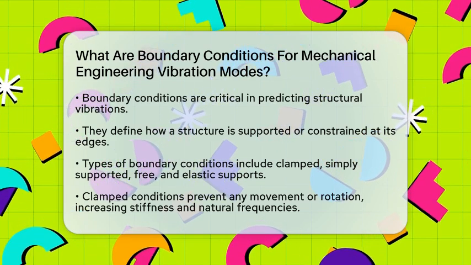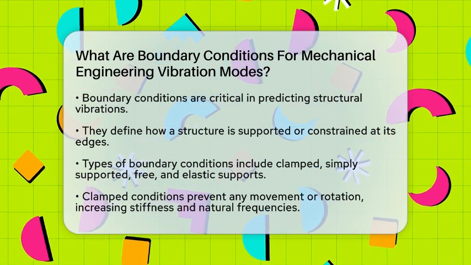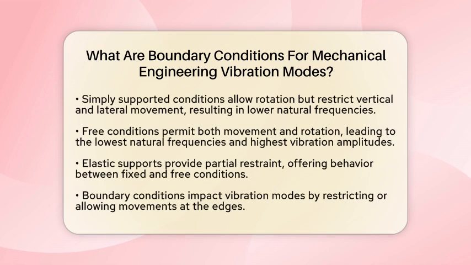Next, we have the simply supported condition. In this case, the edge can rotate freely but cannot move up or down or side to side. This allows for some movement, resulting in lower natural frequencies compared to the clamped condition.